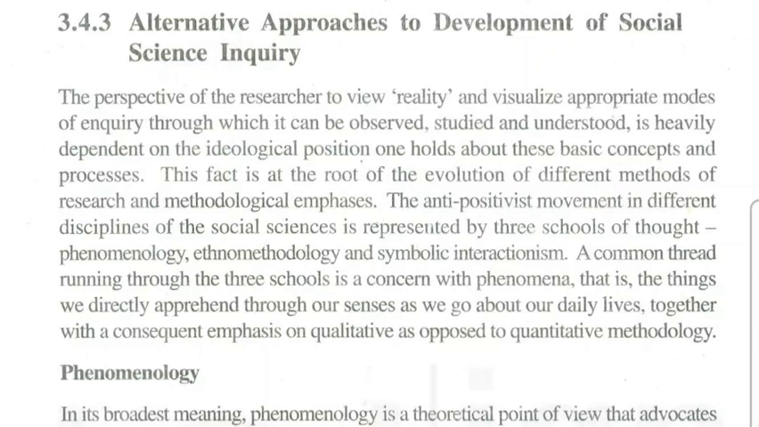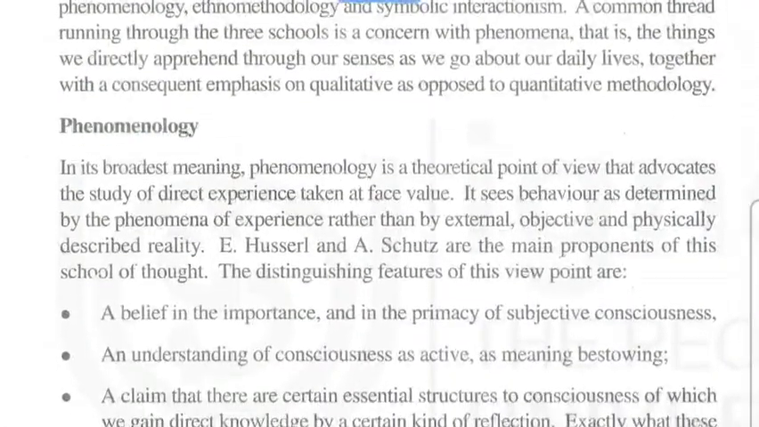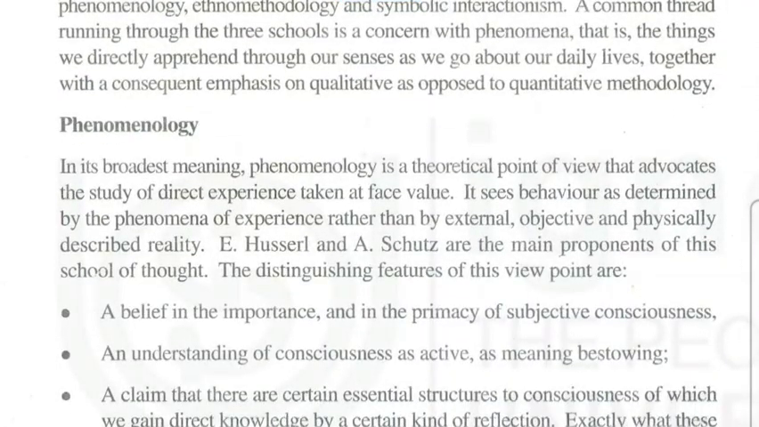The anti-positivist movement in different disciplines of the social sciences is represented by three schools of thought: phenomenology, ethnomethodology, and symbolic interactionism. A common thread running through the three schools is a concern with phenomena. That is, the things we directly apprehend through our senses as we go about our daily lives, together with a consequent emphasis on qualitative as opposed to quantitative methodology.